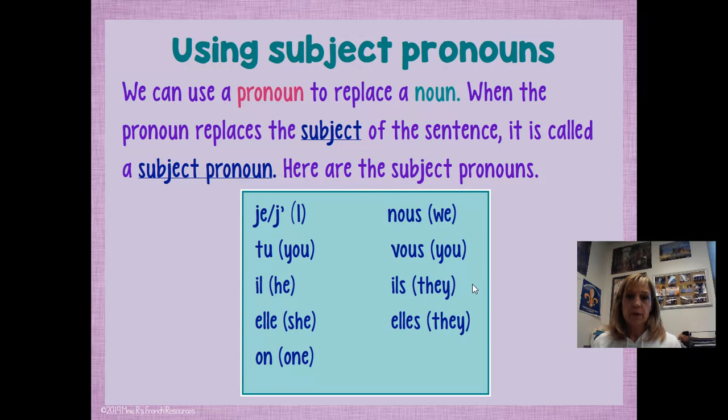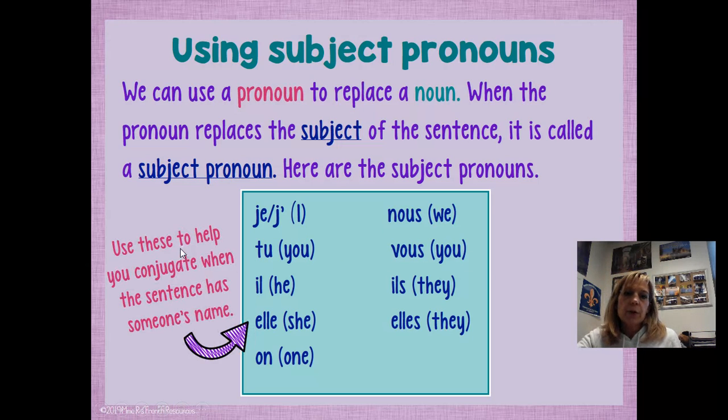We've already learned these. We know that je is I, tu is you, singular, and someone you're familiar with. Il, he, elle, she, on is one or we, people in general. Nous is definitely we. Vous is all y'all or formal, singular. Ils, elles are they with s's, but we don't pronounce the s's. It's very weird. So we use these to help conjugate the sentence when the sentence has someone's name or a noun there instead. So let's look at that.